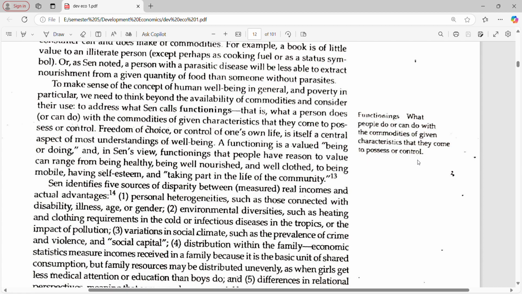That is what was mentioned here. Then fifth is the cultural customs, different needs for social participation. These factors influence how resources are converted into capabilities.